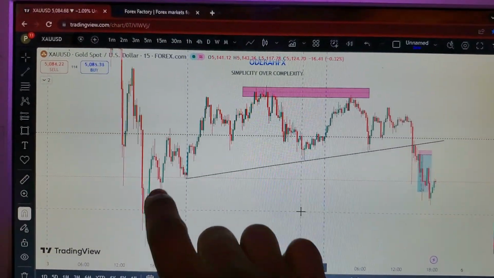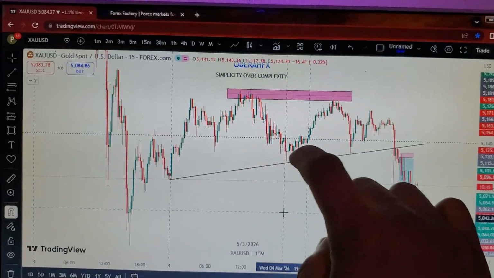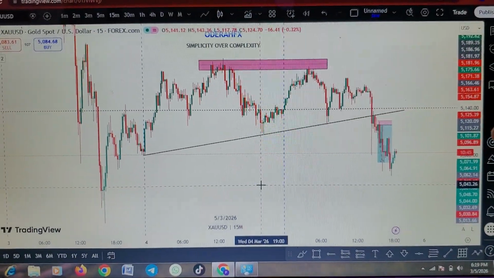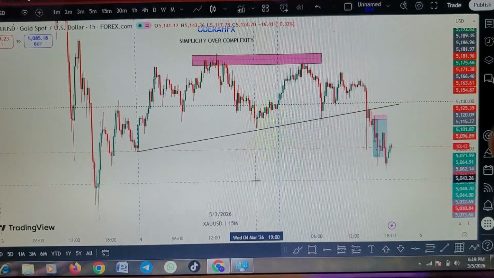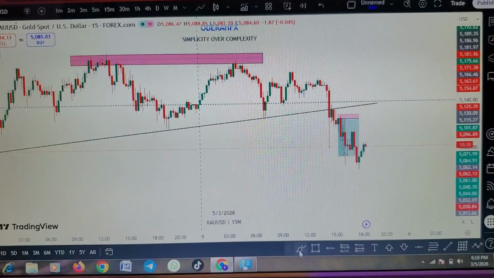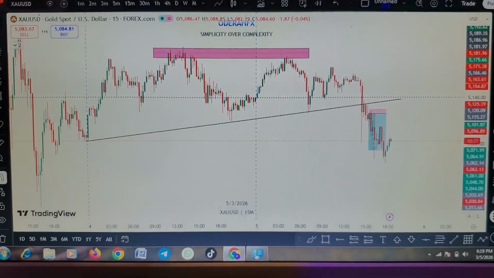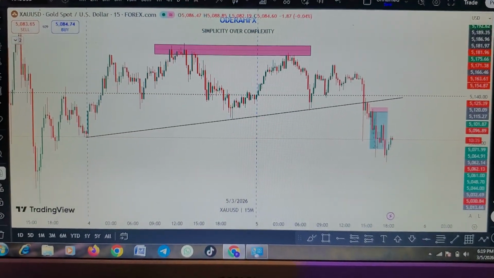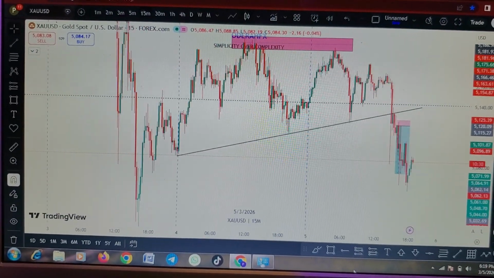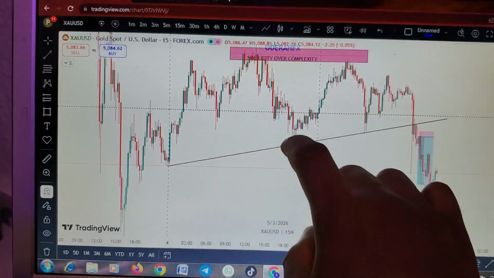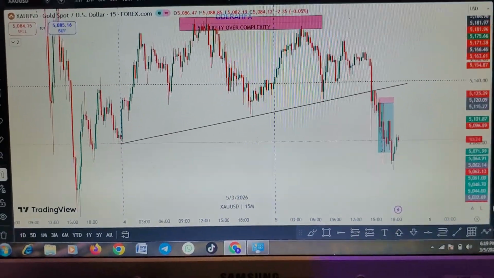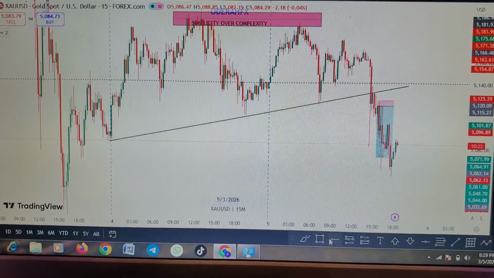So this was the first touch of the trend line, second touch, and third touch. On trend line rules, once you have three touches of the trend line, on the fourth one just be careful because it might break. That's just the simple logic about trend lines and even support and resistance. So I got my first touch, second touch, and third touch. On the fourth one, I was really ready because I know that I'm looking to sell, not buy.